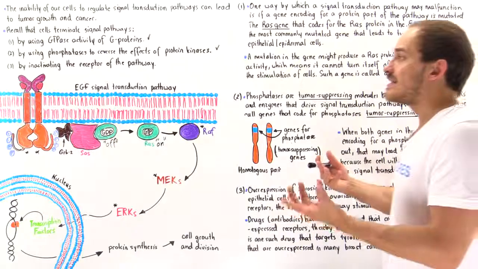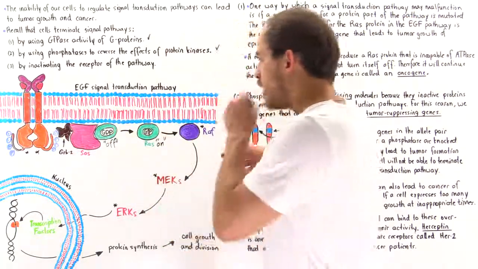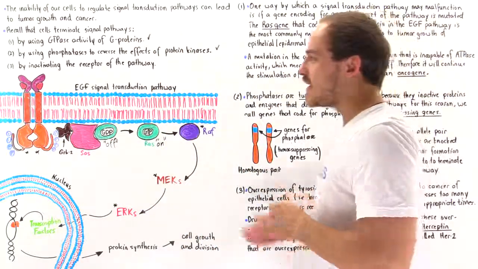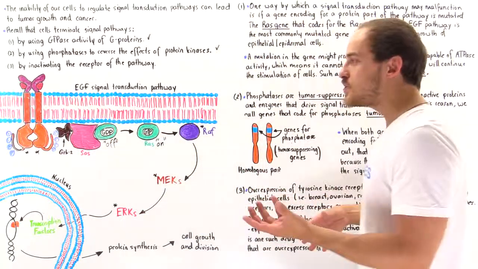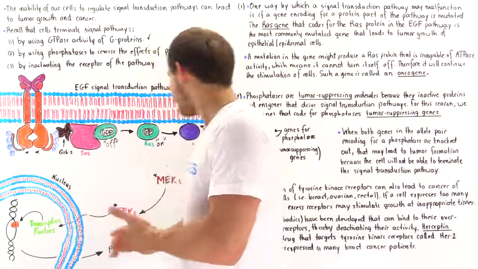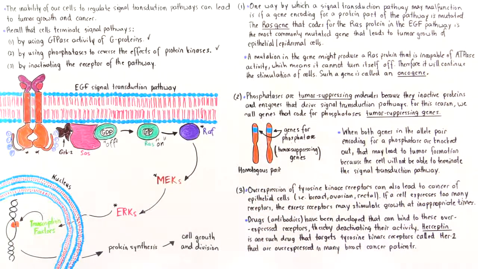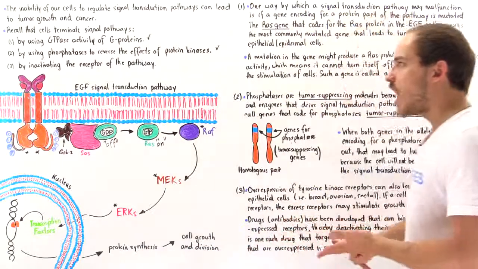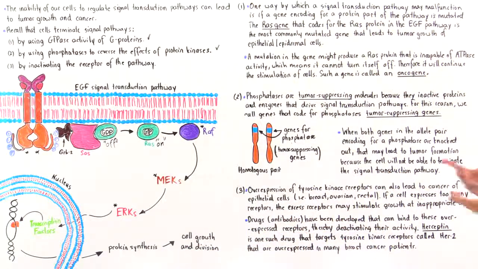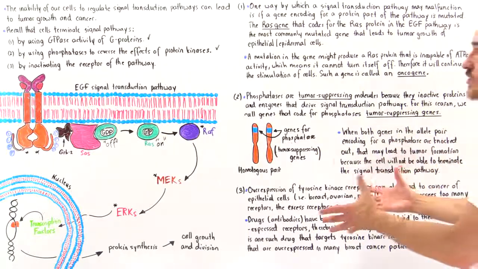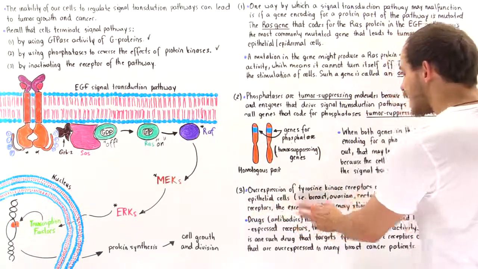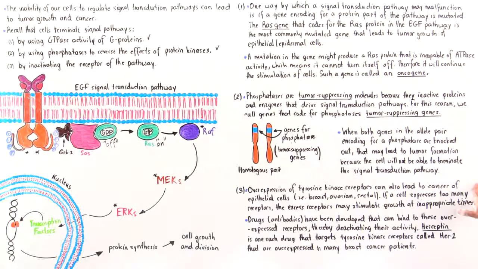And so the excess amount of these receptors in the cell membrane can basically lead to the production of these cancer cells. So overexpression of tyrosine kinase receptors can also lead to cancer of the epithelial cells. For instance, we have cancers like breast cancers, ovarian cancers, colorectal cancers, and so forth. So any place we have these epithelial cells, this can actually cause this type of cancer. So if a cell expresses too many receptors, the excess receptors may stimulate growth at inappropriate times.